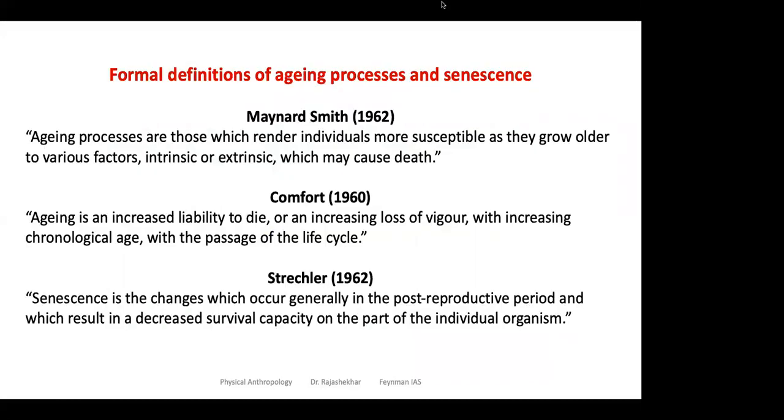So let's look at the definitions for aging and senescence. Maynard Smith in 1962. Some of the components we already discussed: aging processes are those which render individuals more susceptible as they grow older to various factors, either intrinsic or extrinsic, resulting in death. More or less talking about the exact points that we discussed already, right? So just make a note of this. As per Maynard Smith, 1962, aging is defined as so.